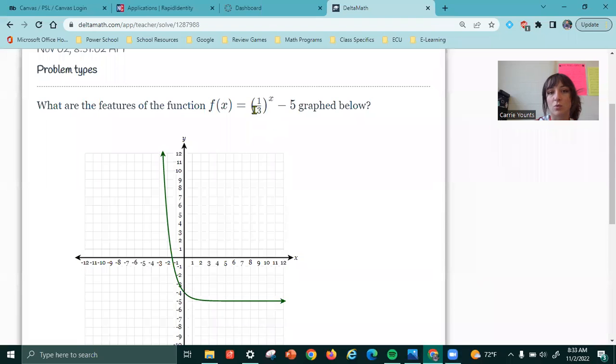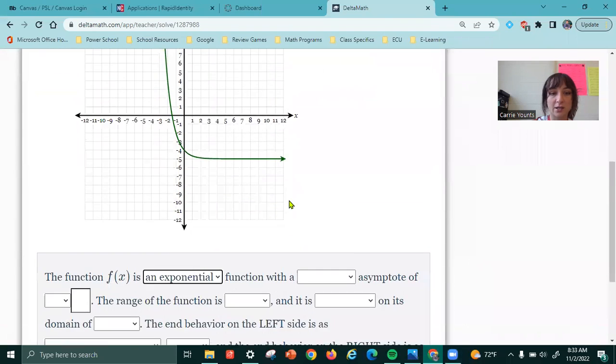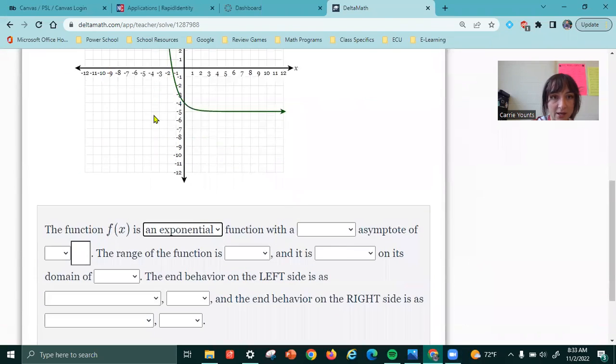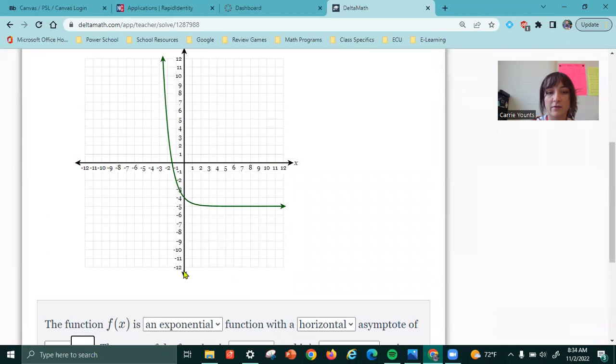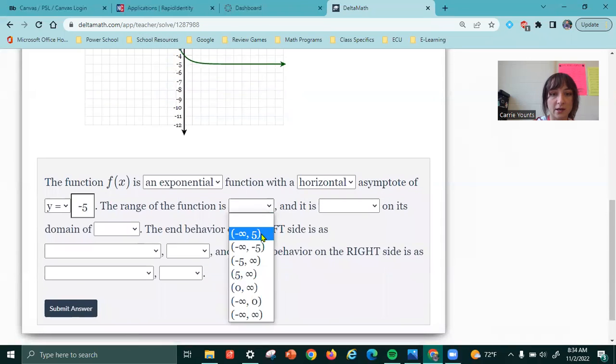We know that because it's 1/3 to the power of x. It doesn't have a log in it. This is going to have a horizontal asymptote at -5. So horizontal at y equals -5, because it's going through a tick mark on the y-axis. The range of the function is going to be, it doesn't exist down at -infinity. Coming up, it starts existing at -5 and then exists until positive infinity. So -5 to positive infinity.